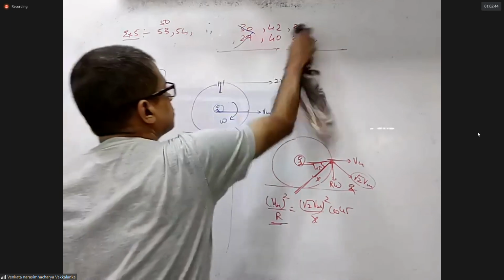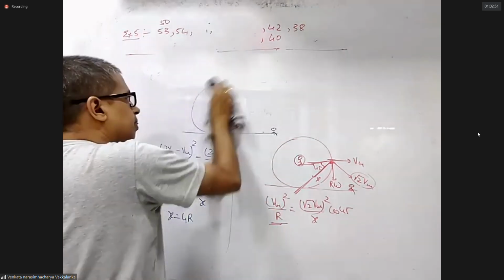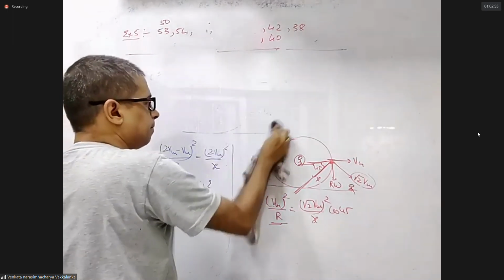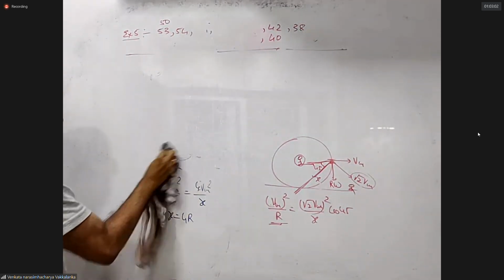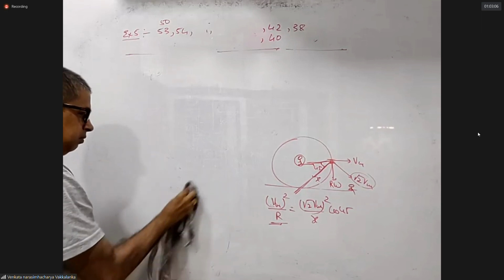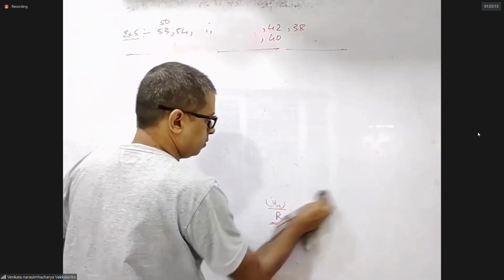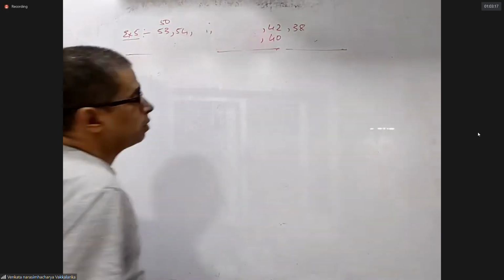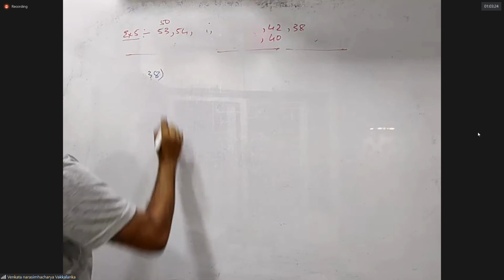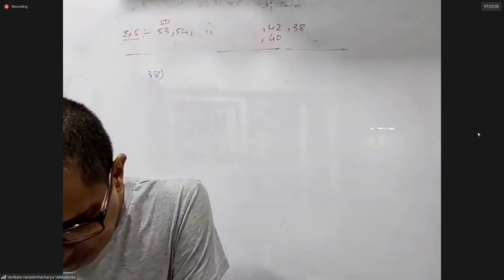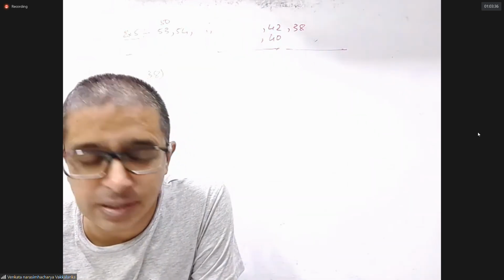Finished 36, 37. Okay. 38. We'll continue from 38 in the next doubt lecture here.